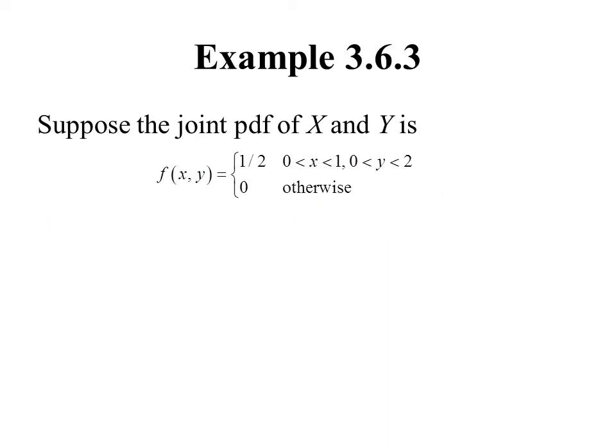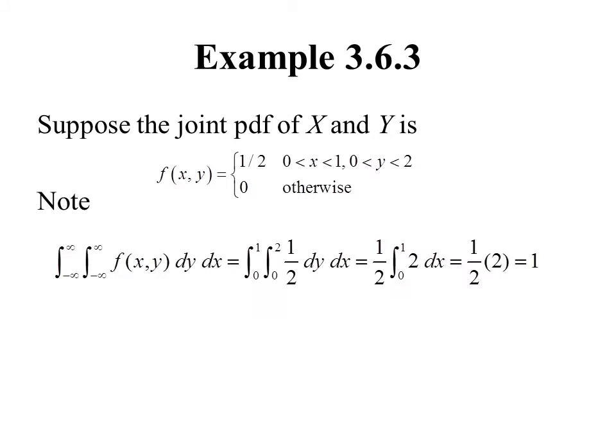So let's look at this joint PDF. X and Y are two continuous random variables. X takes on values between 0 and 1, and Y takes on values between 0 and 2. And the value of the joint PDF is equal to 1/2 over those values of x and y, and 0 otherwise.